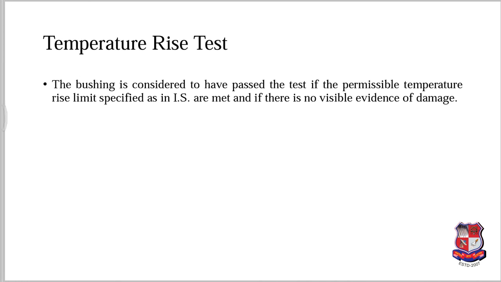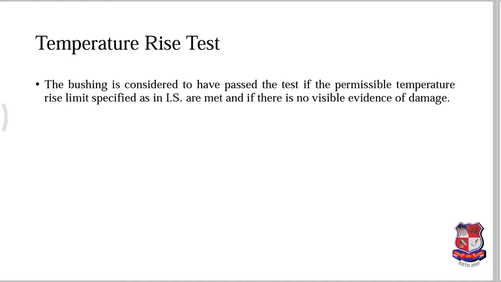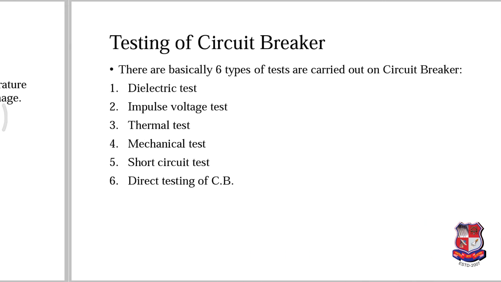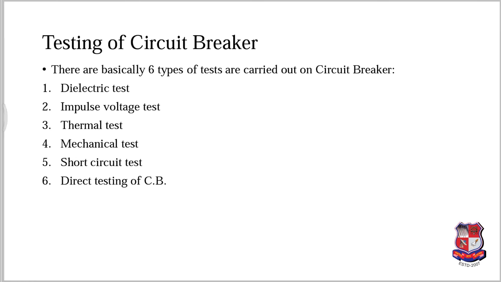Previously we have done the simple test for the insulator. Now let us do the test for the bushing. In place of the insulator, we are putting a bushing, then give the impulse 5 times. If no flashover occurs, then the bushing is passed. Okay. Now, partial discharge test.